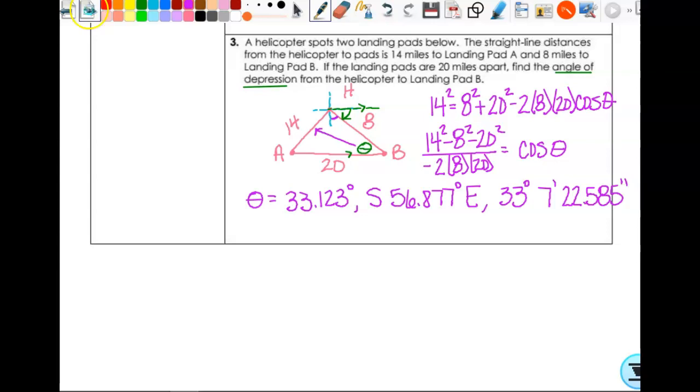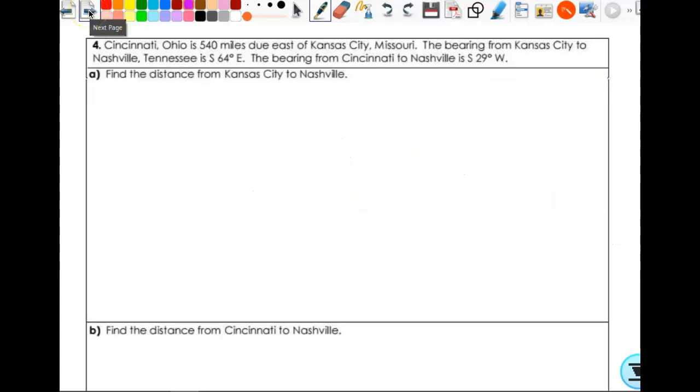All right. Let's look at this Cincinnati question here. All right, so Cincinnati, Ohio is 540 miles due east of Kansas City. So if it's due east, that means it's to the right of it if we're doing north, south, east, west here. So Kansas City is here. Cincinnati is here. They are 540 miles apart.